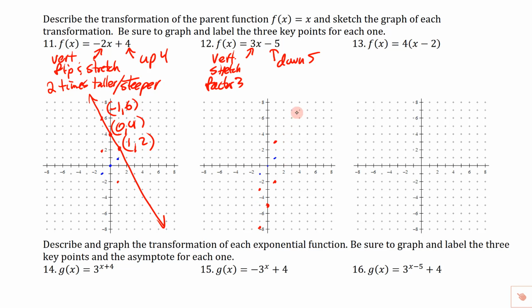So this is what it would look like. Got a graph that looks something like this. Again, draw that as straight as you can. We'll put arrows on here.